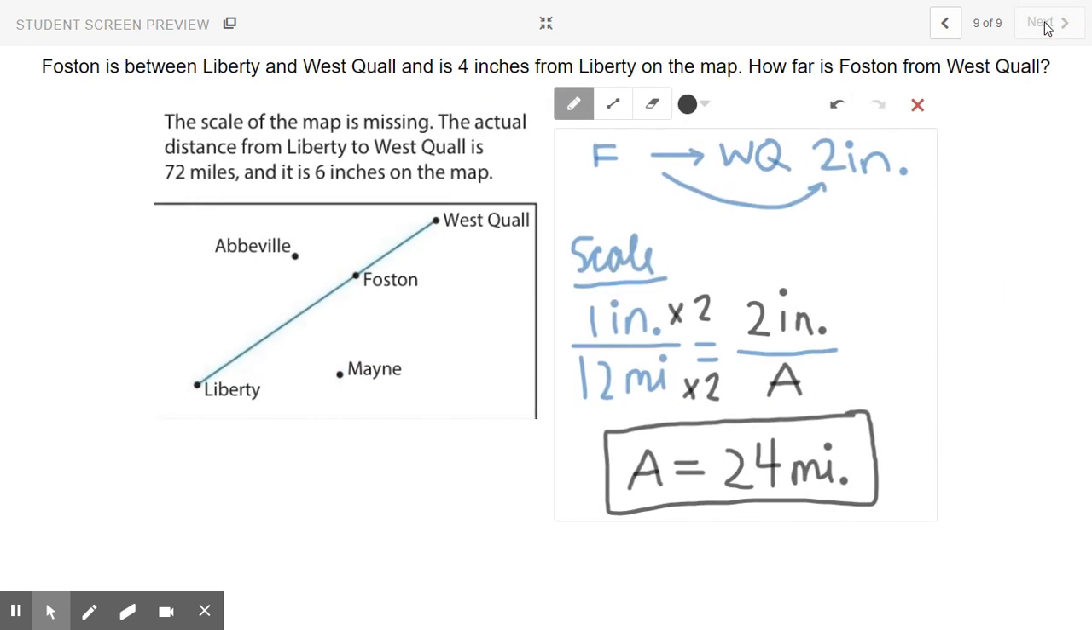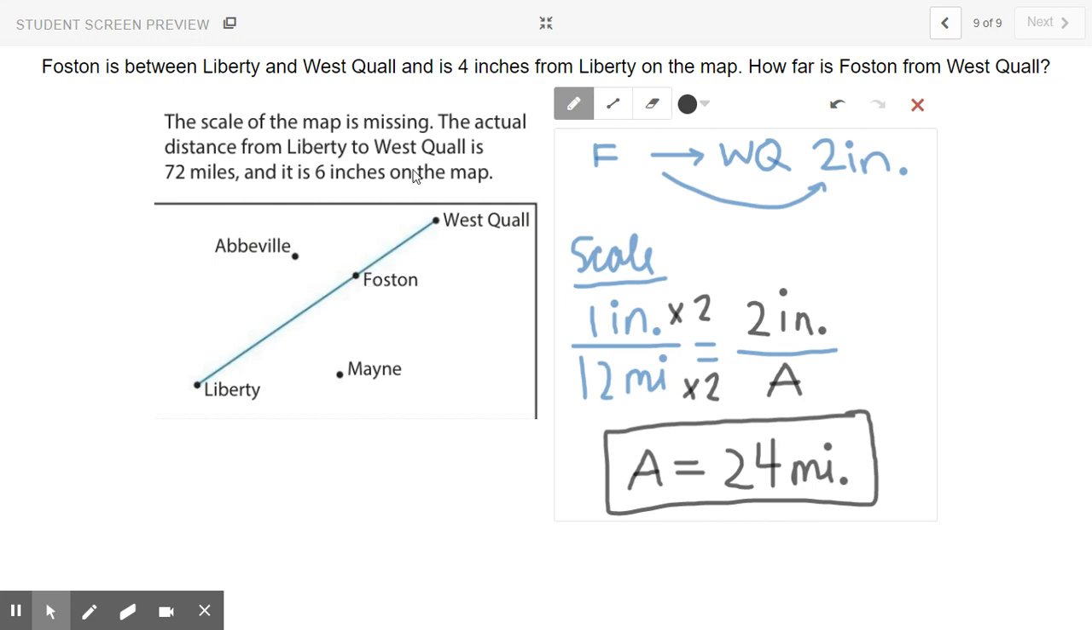In the last question, here we're using the same problem, but now they want us to figure out the distance from Boston to West Qual. The question says Boston is between Liberty and West Qual and is 4 inches from Liberty. That means Boston to Liberty is 4 inches. So Liberty to Boston is 4 inches.